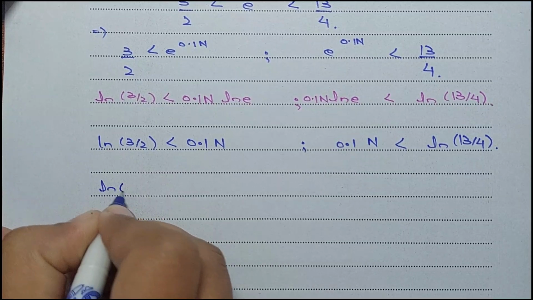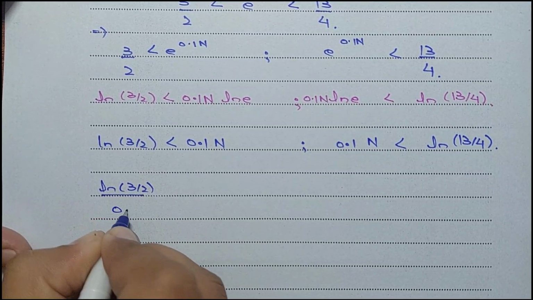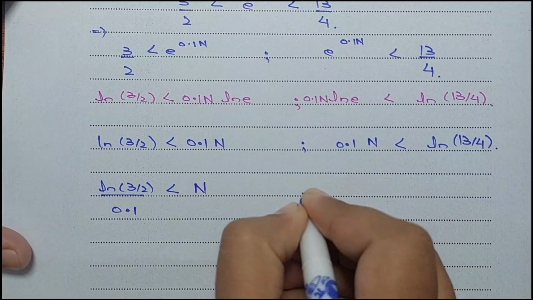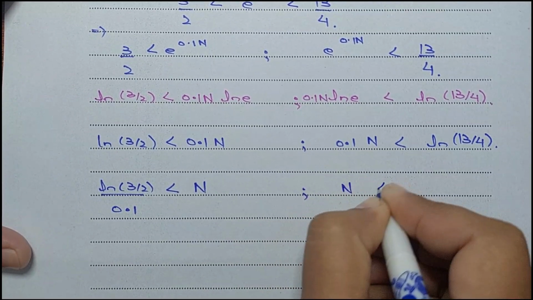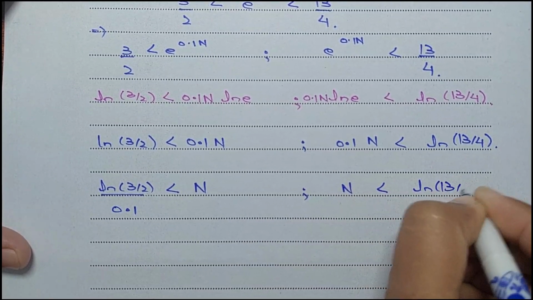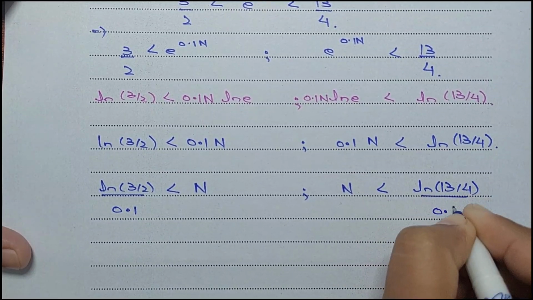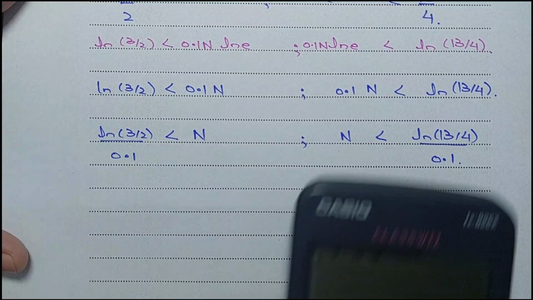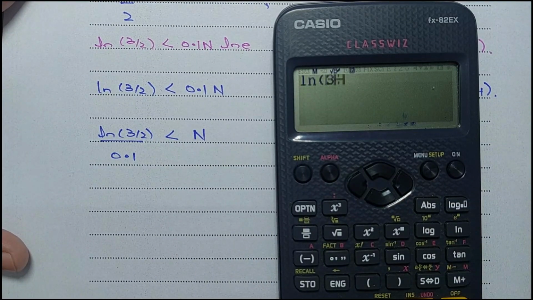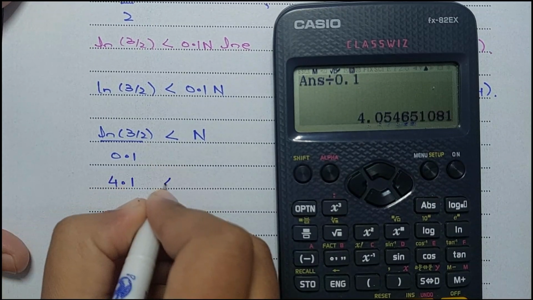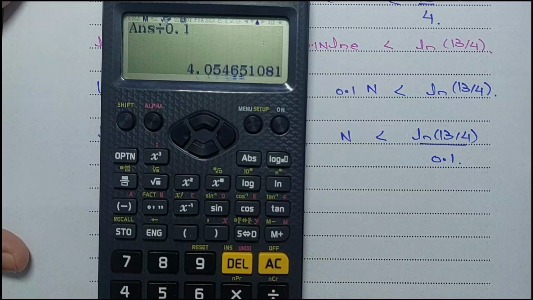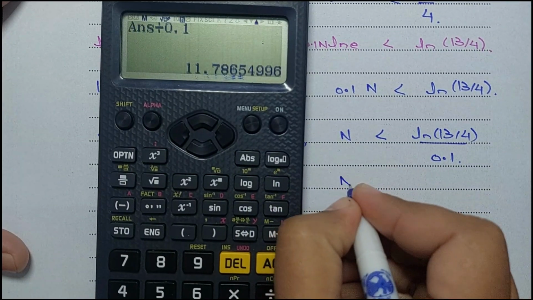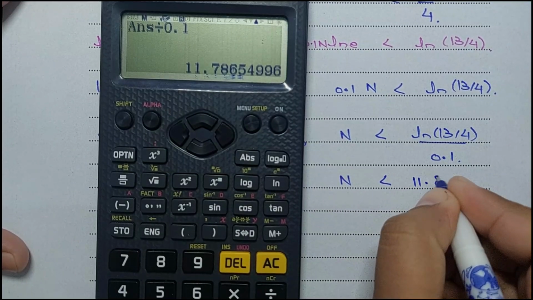So here we can say ln(3/2) divided by 0.1 should be less than n, and n is less than ln(13/4) over 0.1. Let me solve both values for n and pick the one which is the largest. Okay, ln(3/2) divided by 0.1 is 4.1, which is less than n, and the other one, ln(13/4) divided by 0.1, n should be less than 11.8.